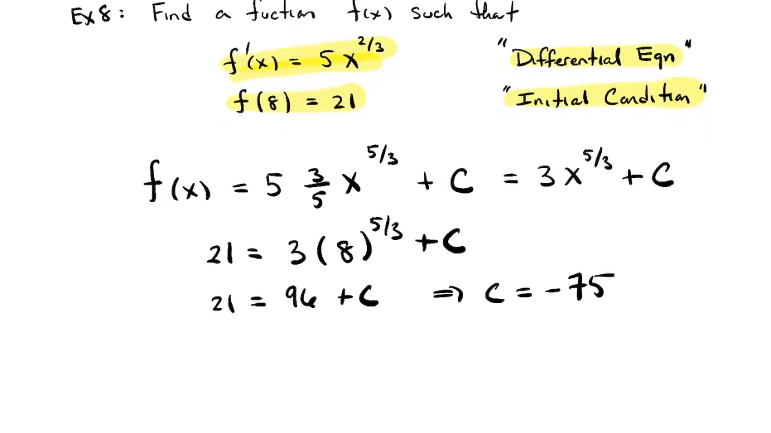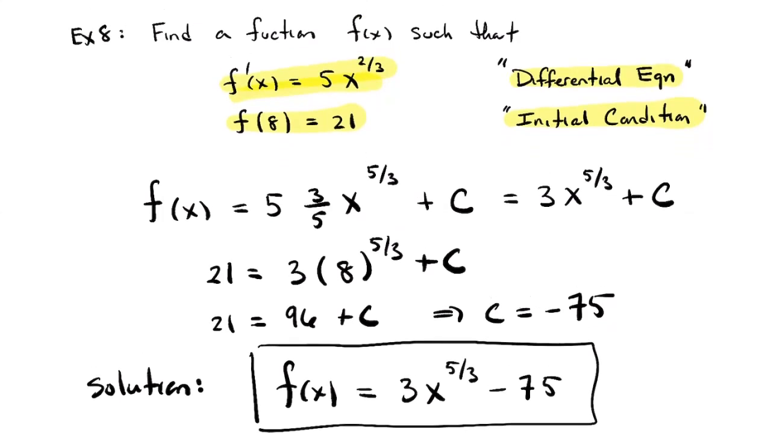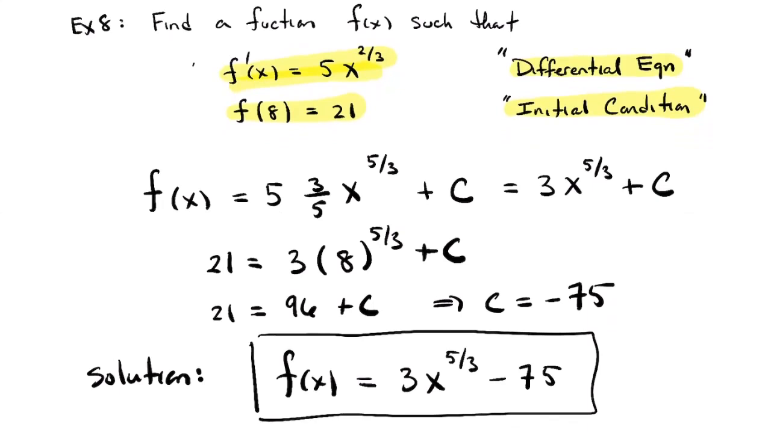Okay, so the solution to our differential equation is this function, f of x is equal to 3 times x to the 5/3, take away 75. And I'm going to leave it to you to check, and I hope you'll stop the video and check it, that the derivative of that function is indeed 5 times x to the 2/3. Stop the video and check it. And if you plug in 8 into that function, you will in fact get 21.